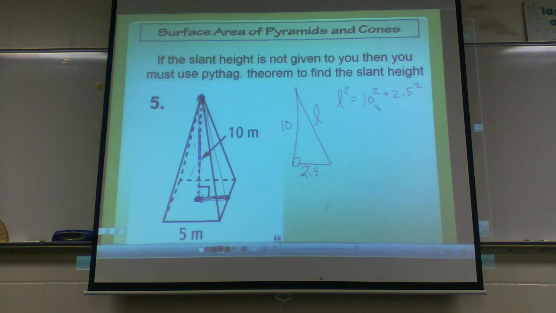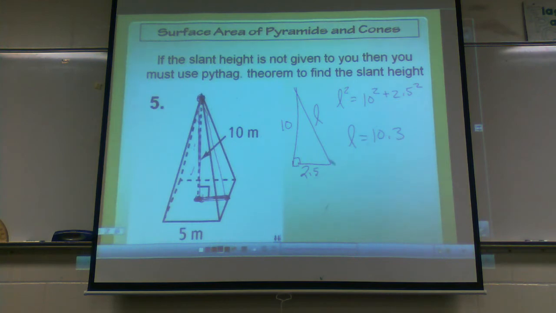All right, so what's 10 squared plus 2.5 squared? That's 100, 106.25. And the square root of that, 10.3, right? Yeah. All right, so solving that out, you'll get that.